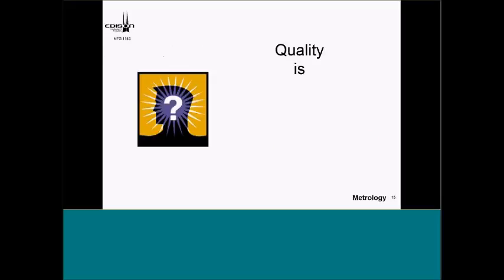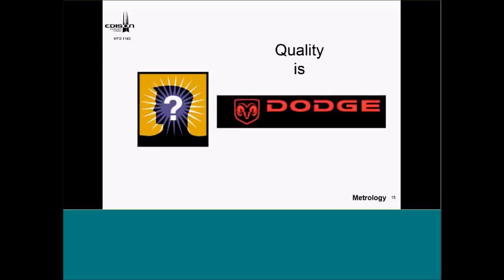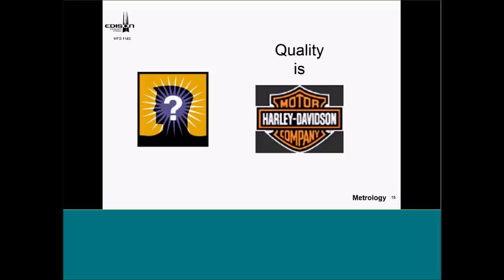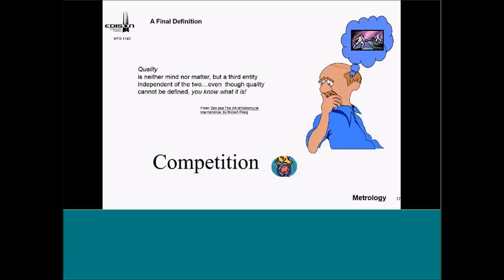And then I say, okay, how about quality is Dodge? My son just loves his Dodge, and again I get some favorable comments about that. And I'm thinking, okay, the only one we can agree on is that quality is Harley Davidson. And everybody says, oh yeah, that's definitely quality. So when we think about quality, the best definition I ever found is out of Zen and the Art of Motorcycle Maintenance. It says quality is neither mind nor matter, but a third entity.